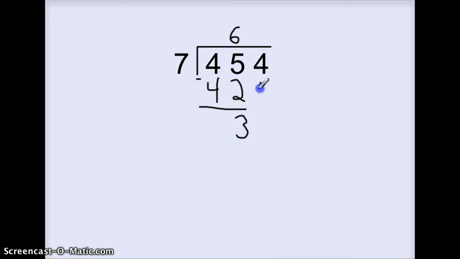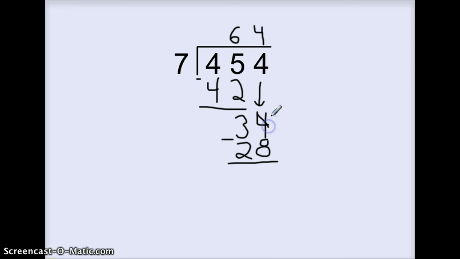Just like I did earlier, I bring down the next column. Now I'm ready for that 4. And now I'm asking myself, how many times does 7 go into 34? And the correct answer is 4. 4 times 7 is 28. And look at, once again, I'm keeping the columns lined up as neatly as I can. And now I need to do 34 minus 28.